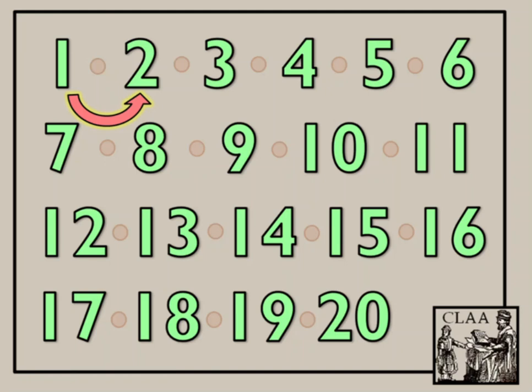If we add 1 to the number 1, we get 2. If we add 1 to the number 2, we get 3. 3 and 1 is 4. 4 and 1 is 5, and so on all through the rest of the numbers. Counting is simply adding 1 to a number. This is addition.